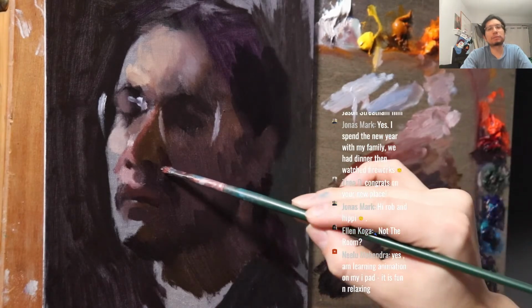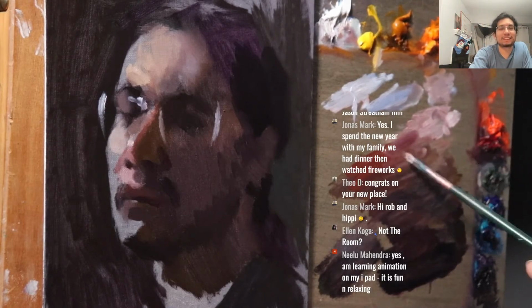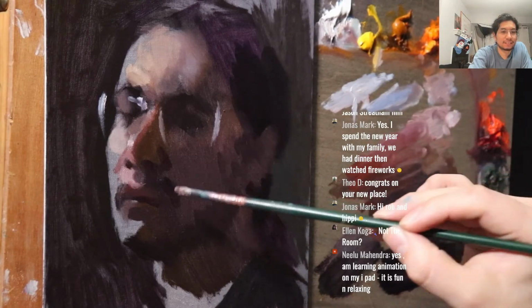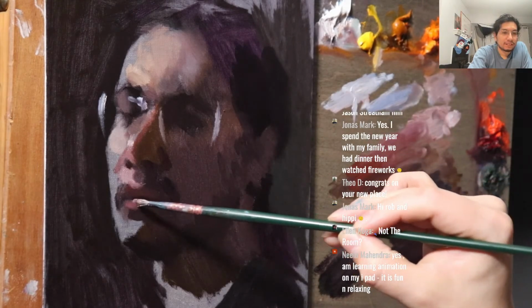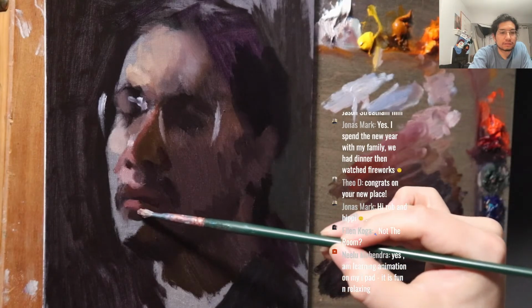Hey, Alan, no, we were supposed to watch The Room. I forgot. We were supposed to watch The Room and throw spoons at the TV. That's still gonna happen, but we watched SpongeBob. Hey, Nilu, learning animation on your iPad. Oh, cool.